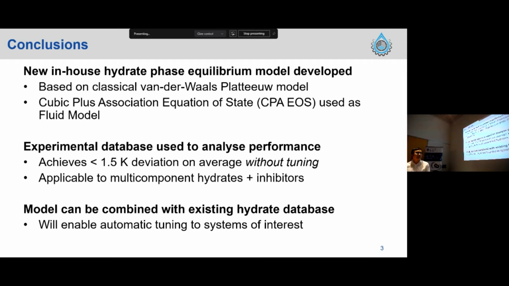Finally, towards the end of the presentation, I'll talk about the way forward with this tool, which is how we can further combine this model with our existing hydrate phase equilibrium database, and particularly looking at how we can enable automatic tuning of model parameters to your specific systems of interest.